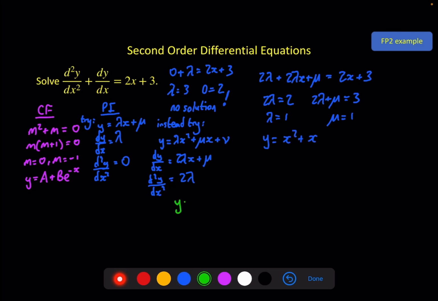The general solution then is the complementary function plus the particular integral, which is a plus b e to the minus x plus x squared plus x.